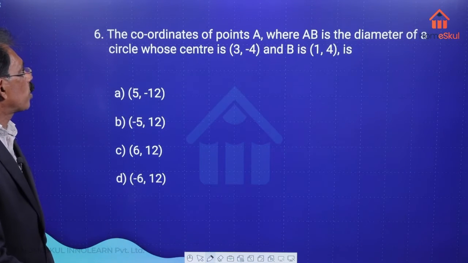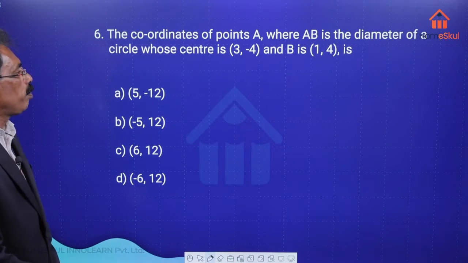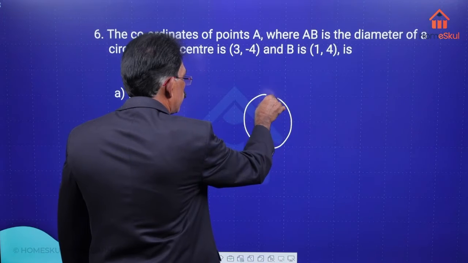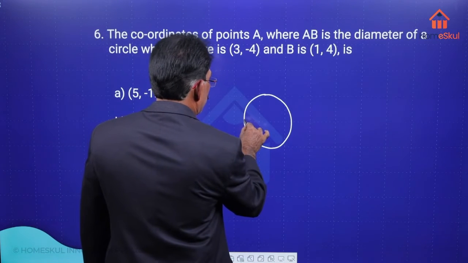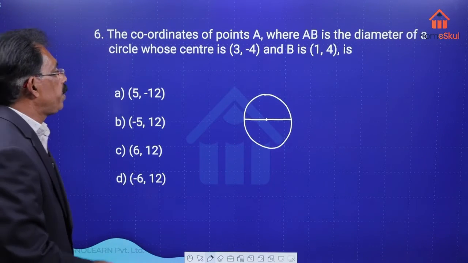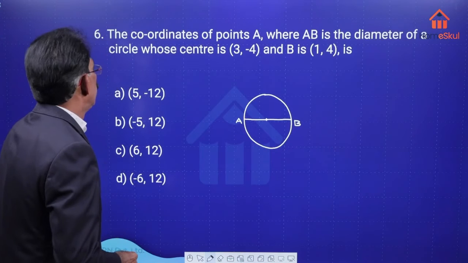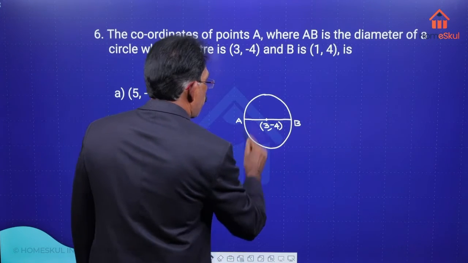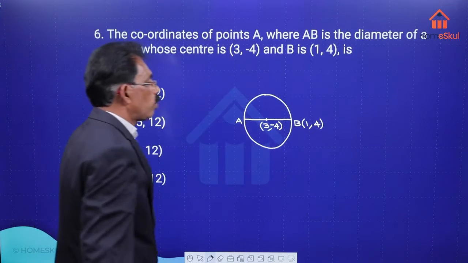Question number 6: the coordinates of point A, where AB is the diameter of a circle whose center is (3, minus 4) and B is (1, 4). You know the circle here? The coordinate of A, where AB is a diameter, you know the diameter: the chord passing through the center. AB is the diameter of a circle with the center (3, minus 4), and B is (1, 4).